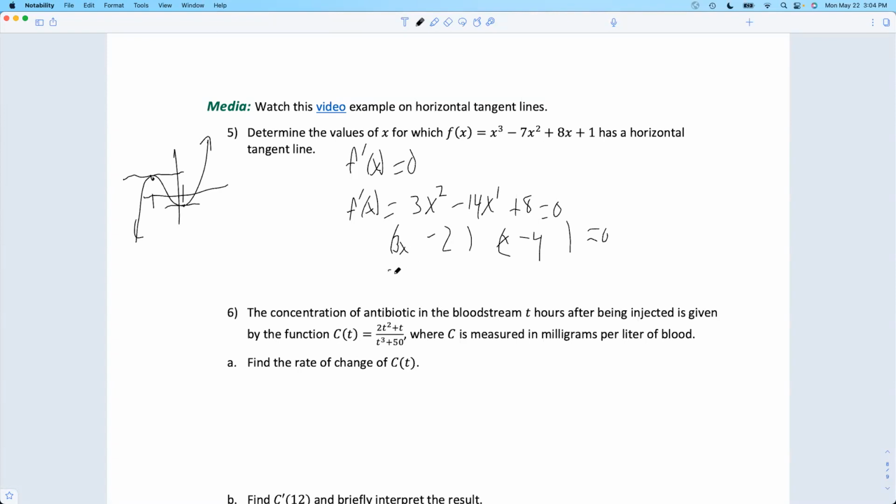Set each factor equal to 0. 3x minus 2 equals 0 implies x is 2/3. And x minus 4 equals 0 implies x equals 4. So there are those 2 values. And that's a good place to stop.